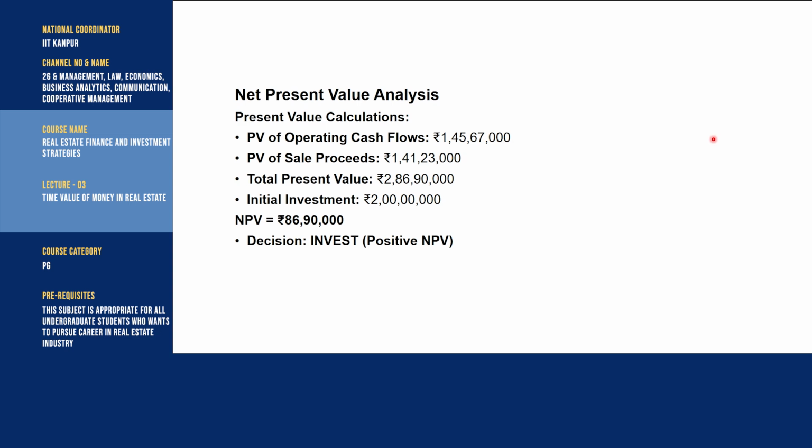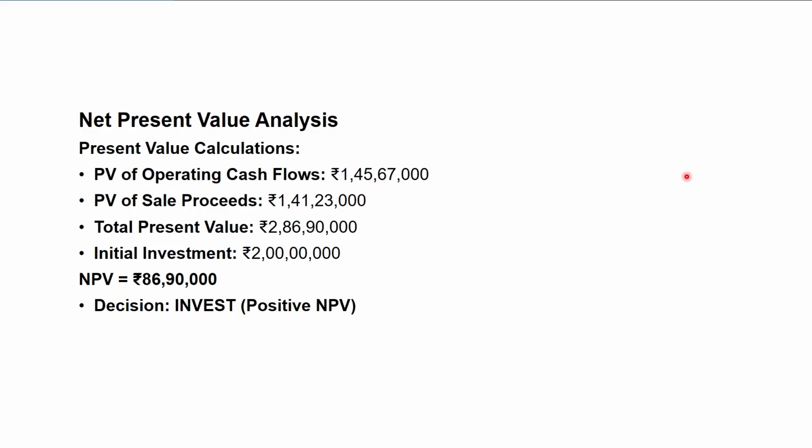So, our total present value is 2.87 crores compared to the initial investment of 2 crores. This gives us an NPV of around 87 lakhs, a positive result that suggests this is a good investment. A positive NPV means the investment creates value above our required 12% return. In simple terms, we are getting 2.87 crores worth of value for a 2 crore investment. This 87 lakh positive NPV represents the additional wealth this investment will create beyond our minimum return requirement. So, that is the concept of NPV, net present value.